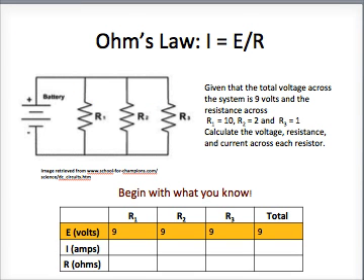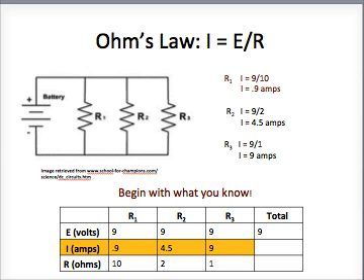Always begin with what you know. We know that in a parallel circuit, the total voltage and the voltage across each resistor is equivalent. So if the total circuit voltage is 9 volts, the total voltage at each resistor is also 9. Next, we put the given resistance for each resistor into the chart.